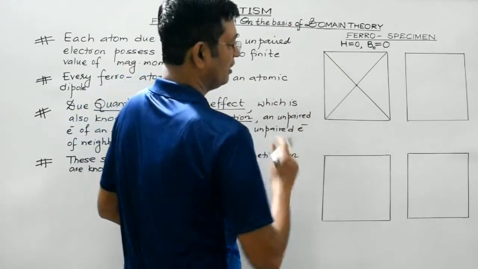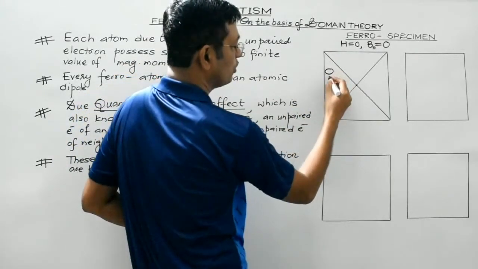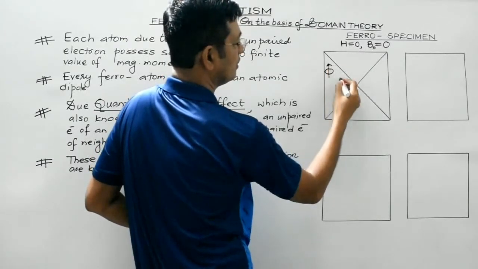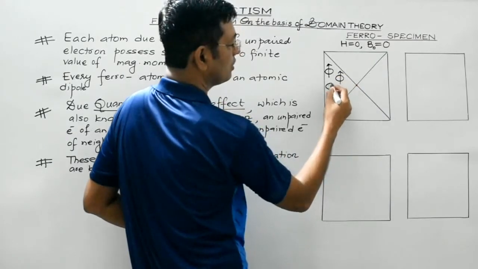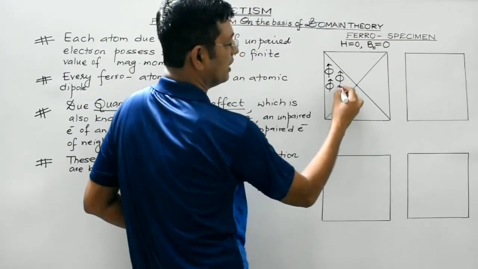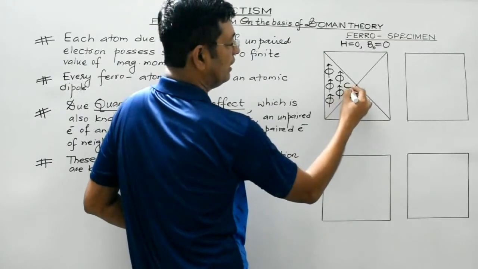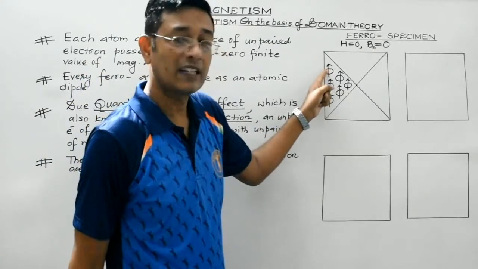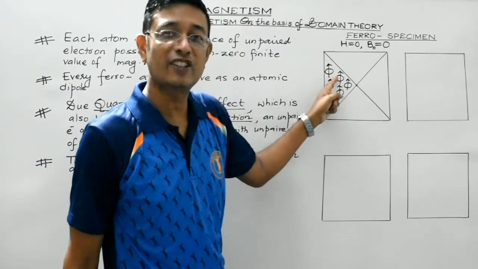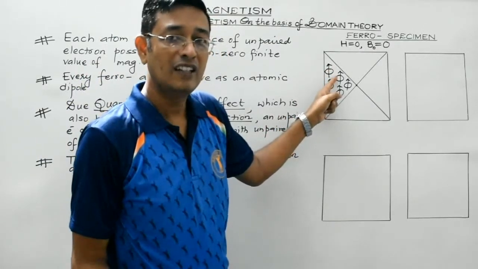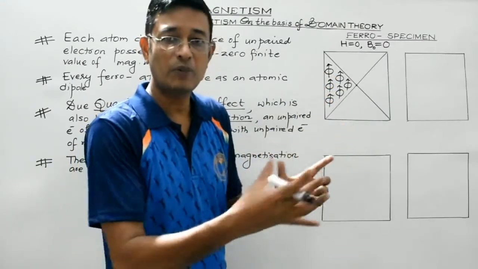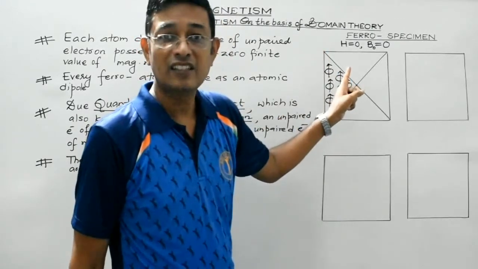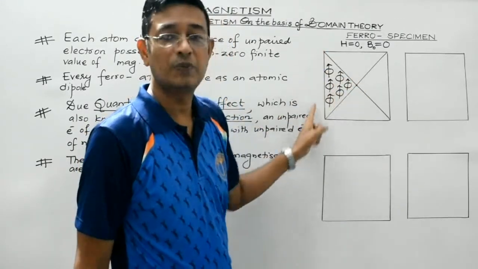So this is one of the domains. Here, the atomic dipoles will be aligned in a common direction, say like this. These are the atomic dipoles. They are aligned in a common direction. Why are they aligned in a common direction? As I have told you, because the unpaired electron of one atom strongly interacts with the unpaired electron of the neighboring atom, so that the atomic dipoles tend to align themselves in a common direction, in small volumes of this specimen.